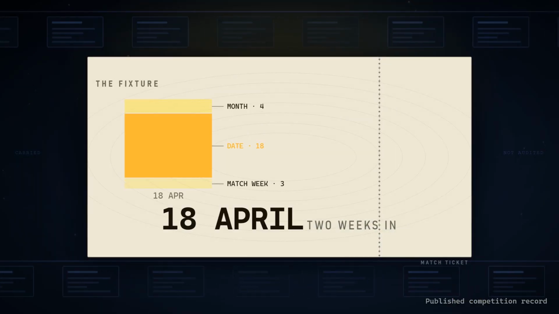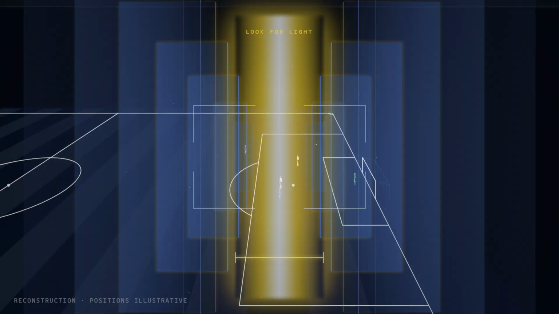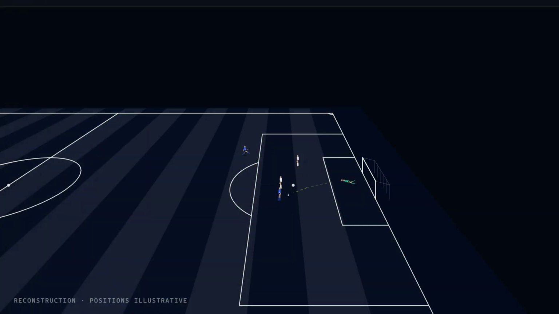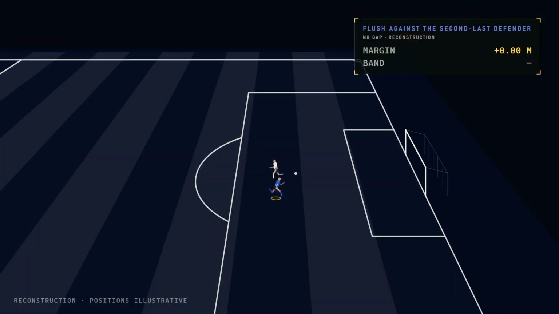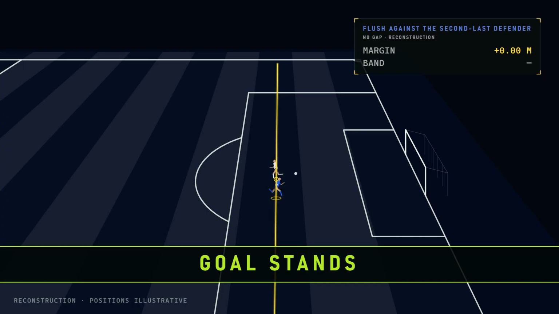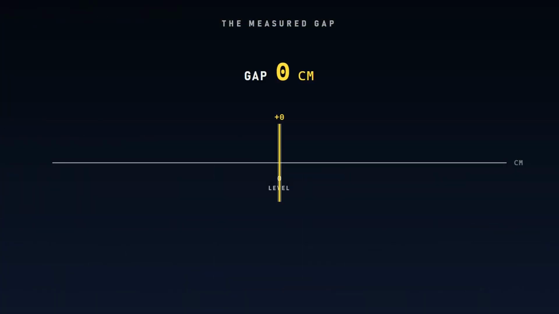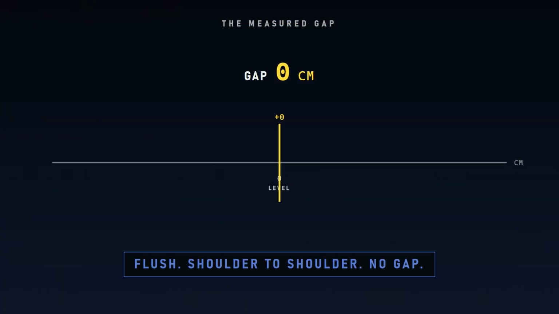18th of April, Pacific against Halifax, a corner breaks into its second phase. A shot comes in. The goalkeeper can only parry it, and Alejandro Diaz is flush against the second last defender when the rebound drops. Flush. Shoulder to shoulder. No gap.